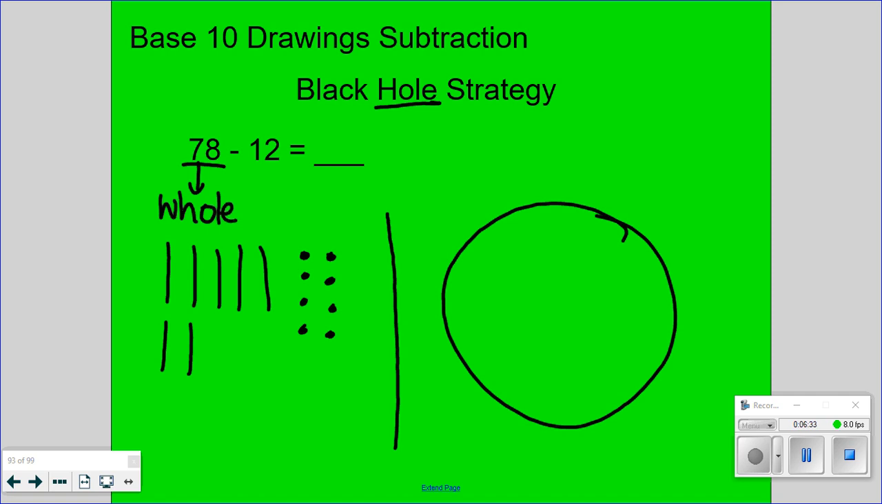We are taking away what? What is coming out of that 78 and going into the black hole? Heidi? 12. The symbol means take away. I'm going to write a 12 above it.